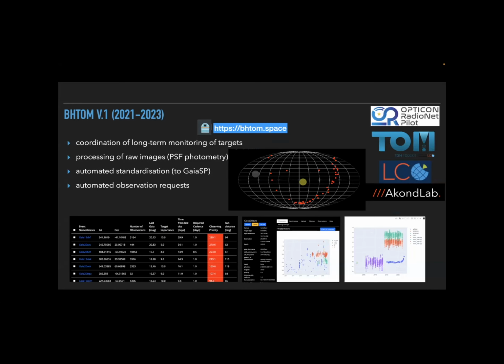We do the PSF photometry from any type of instruments which are registered in our network. We then also do standardization in an automated fashion. We use Gaia synthetic photometry for that. And then we also provide automated observation requests to whichever telescopes are suitable for that. Manual telescopes, not necessarily, but the robotic ones can respond to requests from our system.